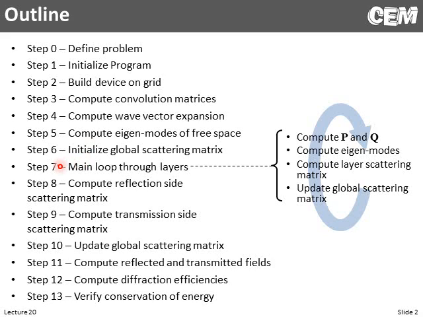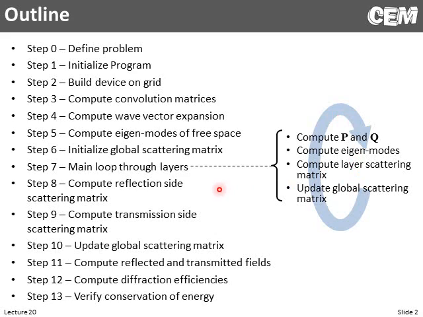Then the main loop of the program, where we step through each layer, just like we did for the transfer matrix method. We're going layer by layer and calculating a scattering matrix for each, and then using a star product to update the global scattering matrix. So for each layer, we will construct our P and Q. Then we will calculate all the eigenmodes that exist in that layer. Then we construct the scattering matrix for that layer, and then we update the global scattering matrix. And we repeat this for every layer in our stack up.